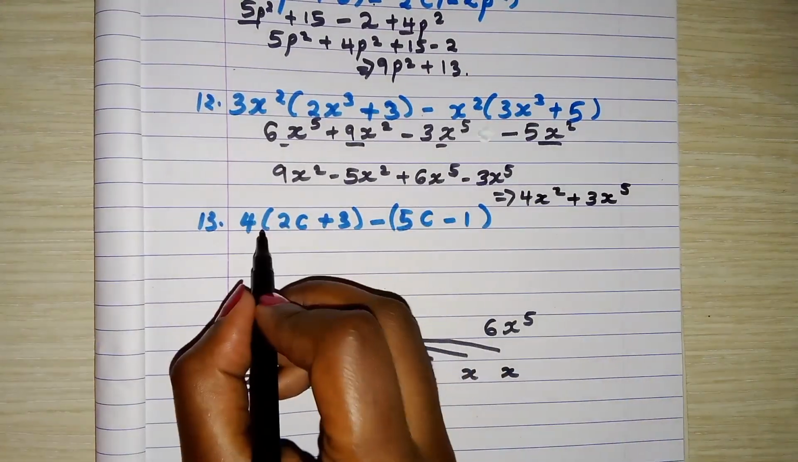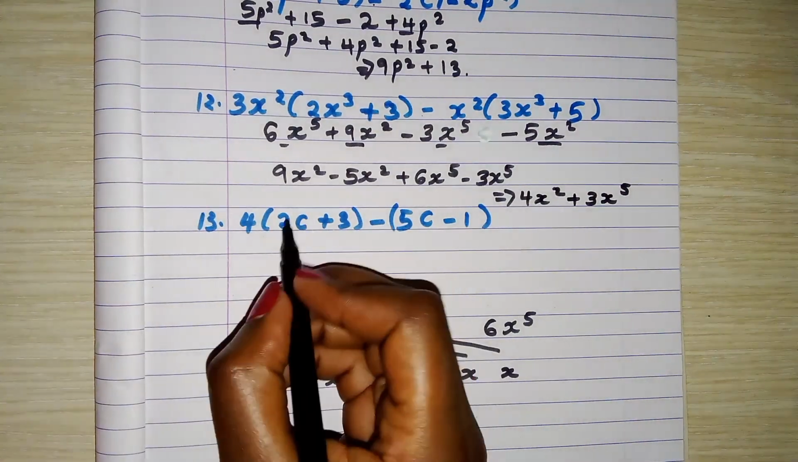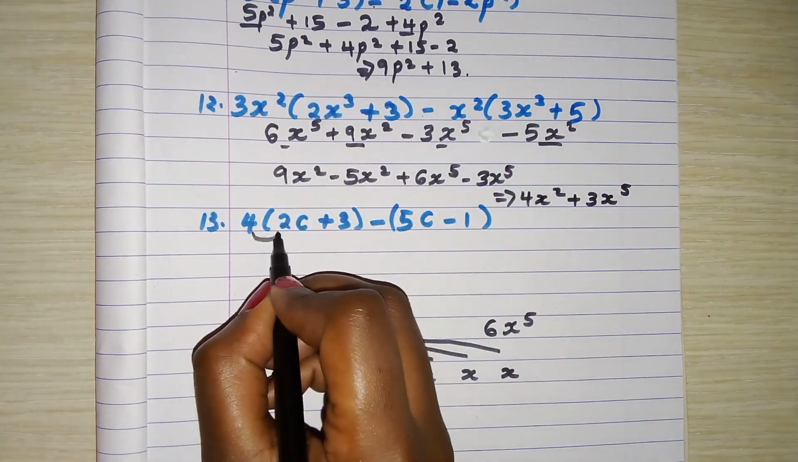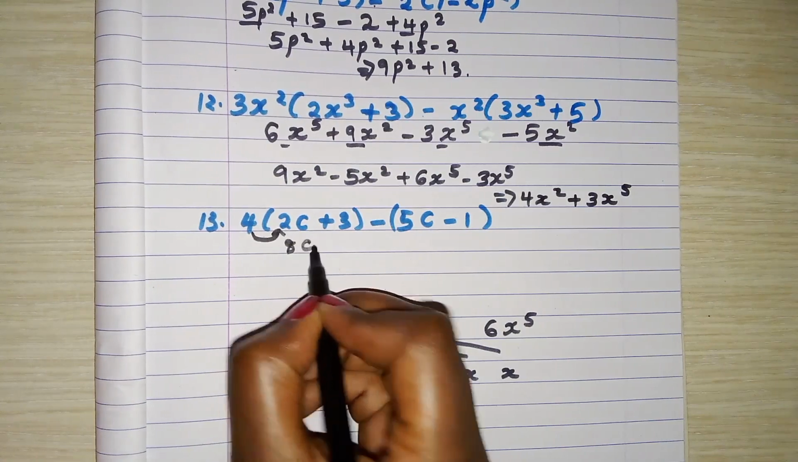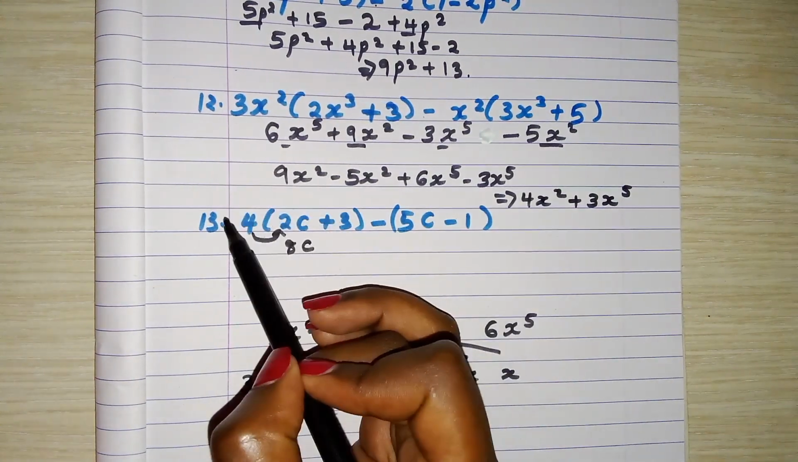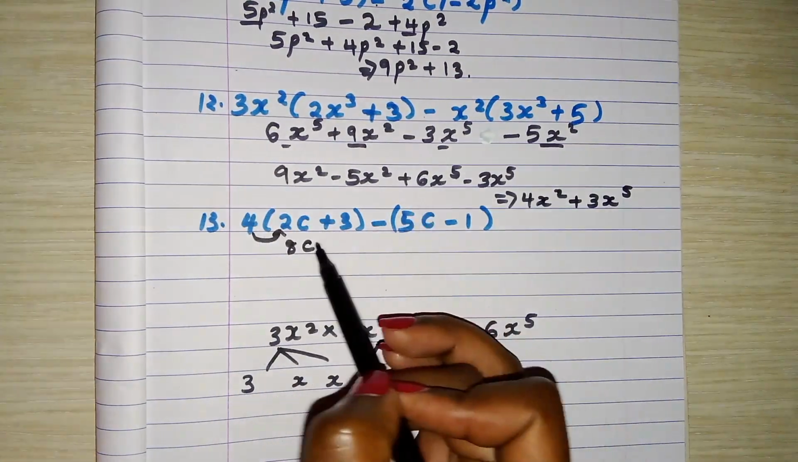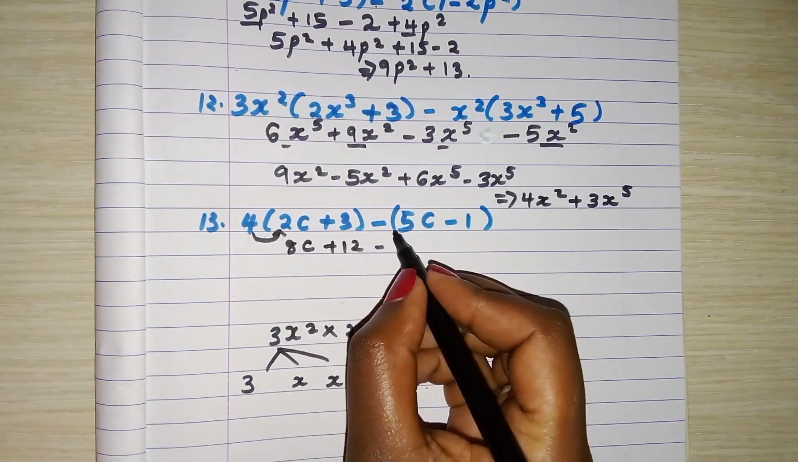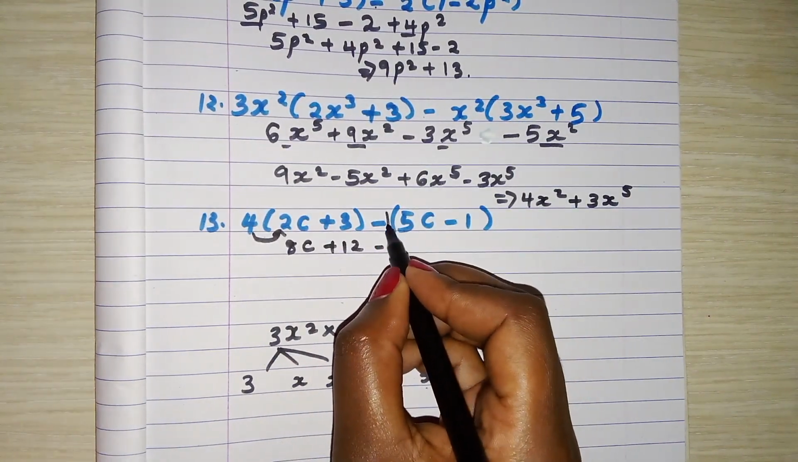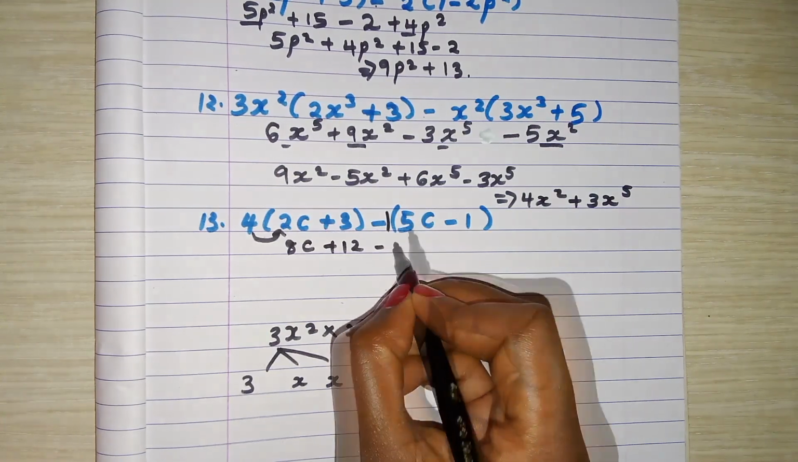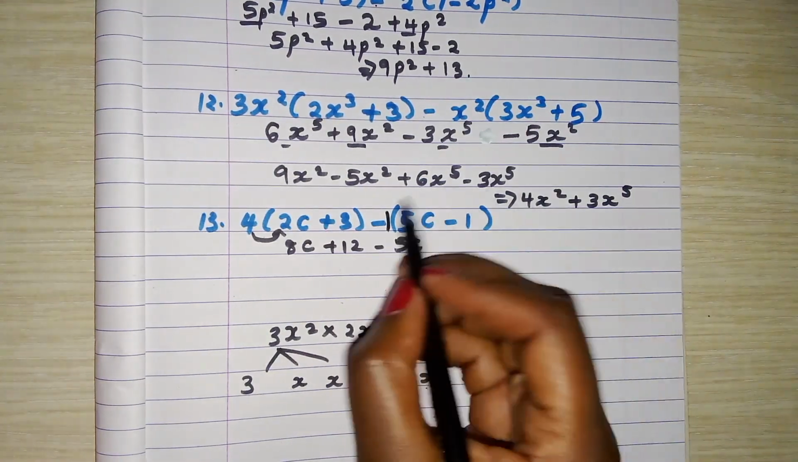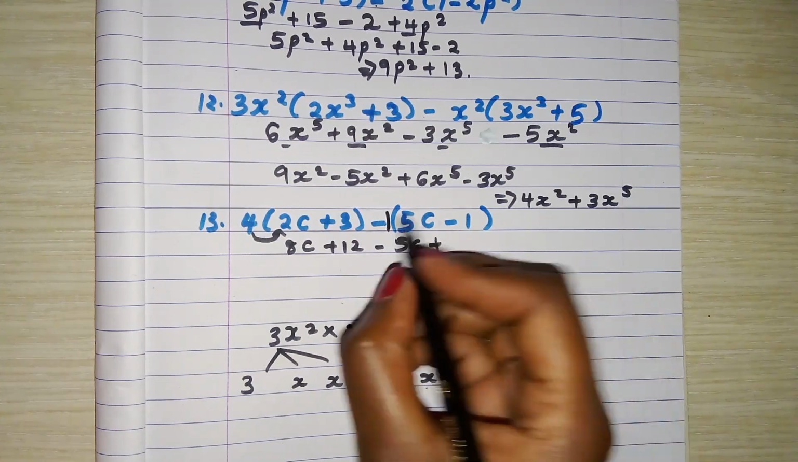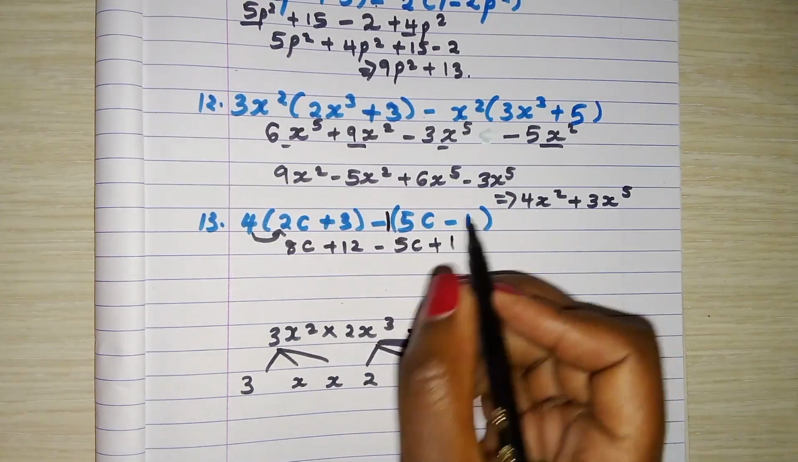Now the last question. I know now you've gotten everything. You've understood everything. So 4 times 2x is 8c. When you multiply, you start with the numbers and then you put the letters. So 4 times 3 is 12, minus... here there's no number, remember we put a 1. 1 times 5 is 5c, and it's negative. Negative and negative becomes positive. 1 times 1 is 1.